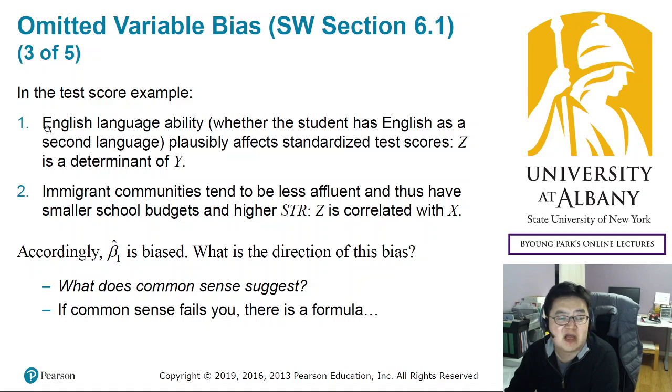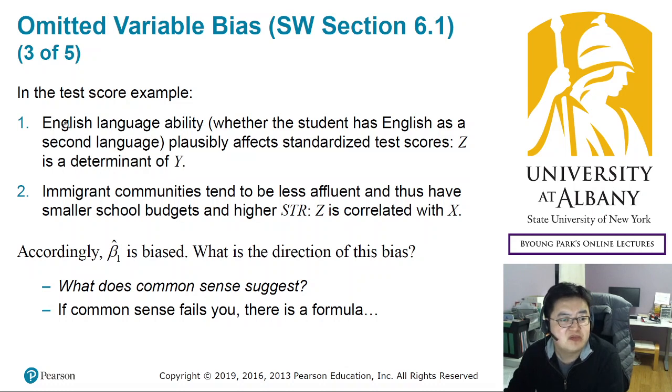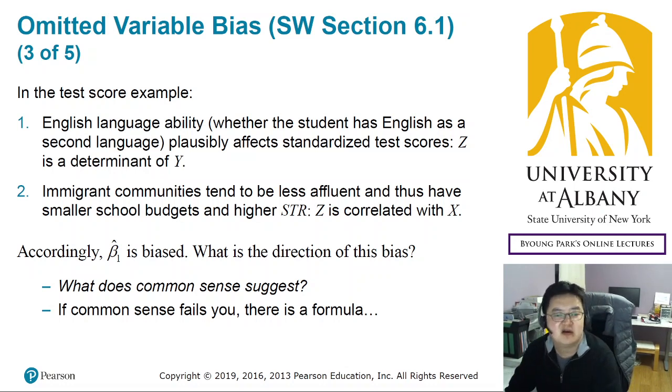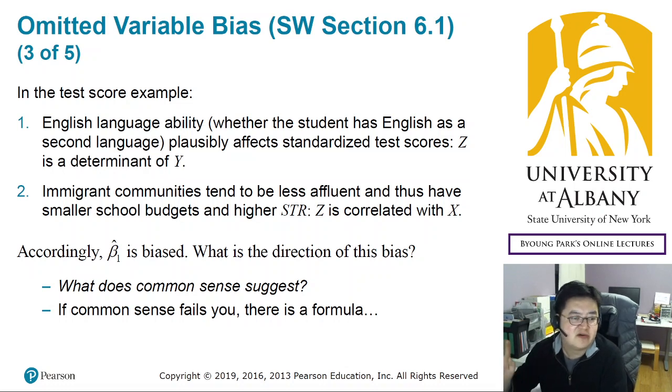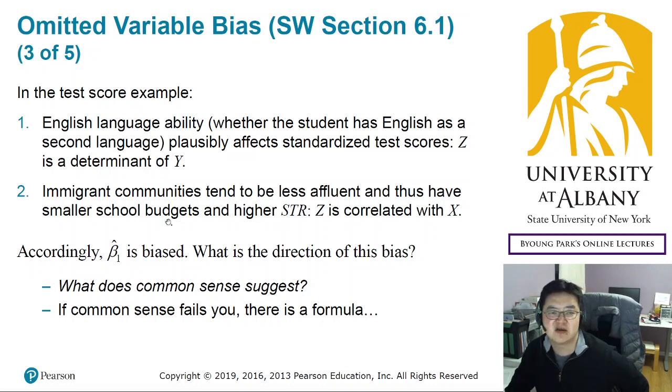the more foreign-born students imply less affluent communities or less affluent school districts. So immigrants are usually less affluent than natives. So in this school district, it is likely that the school budgets are short and the student to teacher ratio would be higher.